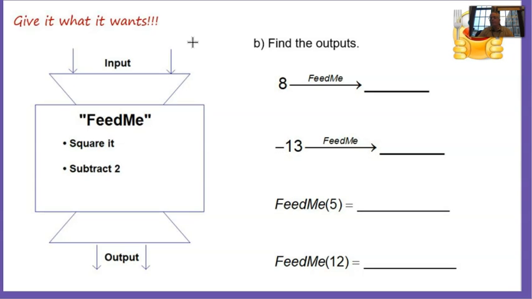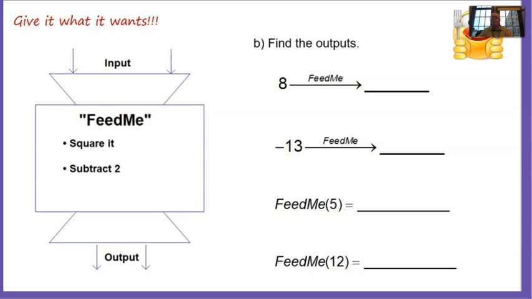A function is any rule that takes an input and generates an output. You take the input, you do something to it, you get an output. This function is called feed me. We put in an input, and the box here describes what happens. We take the input, we square it, which means multiply it by itself, and then we subtract 2, and that's how we get the output.